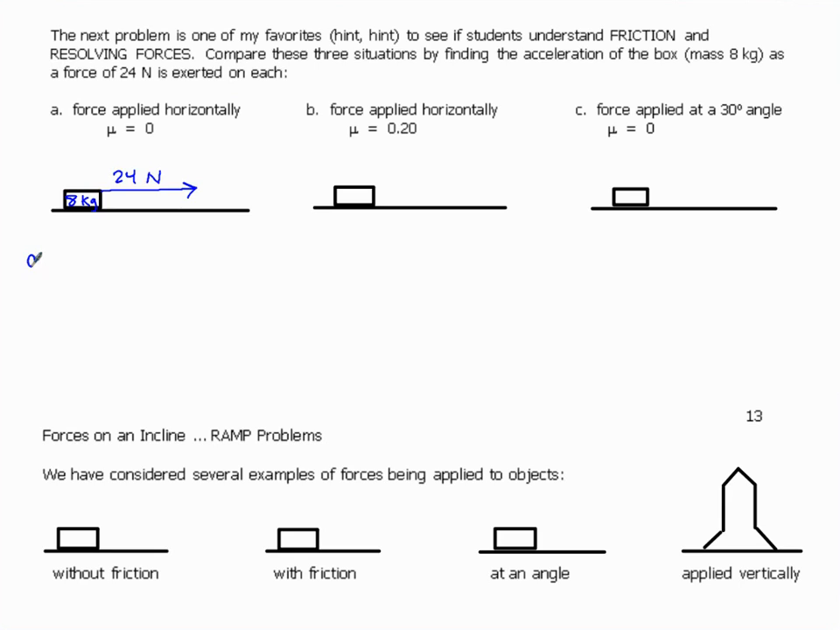So using Newton's second law, the acceleration is the net force divided by the mass. The net force is the horizontal component, and that's all of it, 24 newtons. And there's no friction, so we can leave that part out of it. All of the force of this pull is useful force, the whole thing. And the mass is 8 kilograms. So the acceleration is 3 meters per second squared.